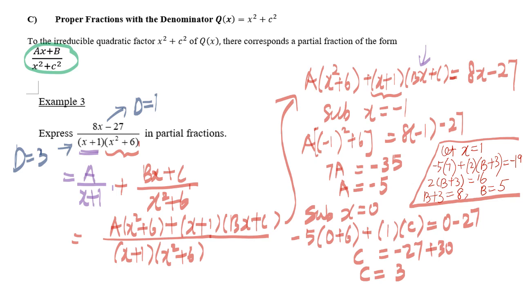After finding the values for all your constants, we can write down the answer. So therefore, the partial fractions are: a, which I found to be -5, so it's -5 over x plus 1. B, we found to be 5, so that will be 5x. C is 3, so plus 3 over x squared plus 6. So that will be our partial fractions.